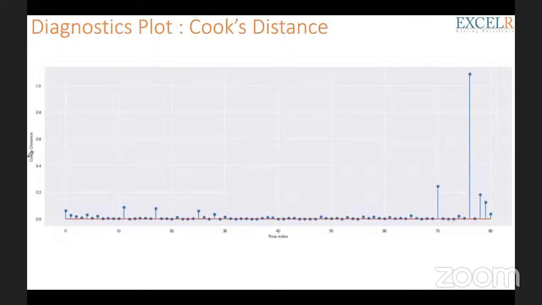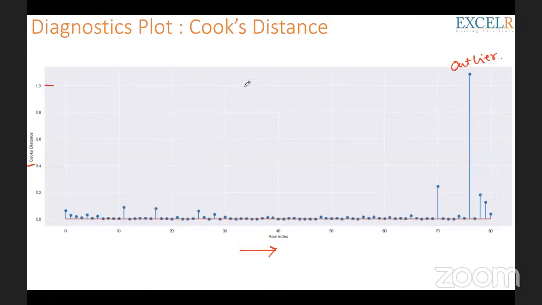Right, so this is the Cook's distance. On the x-axis, we have all the data points, the row index. On the y-axis, this is the Cook's distance. If the Cook's distance is more than one, then you can say that data point is an outlier.